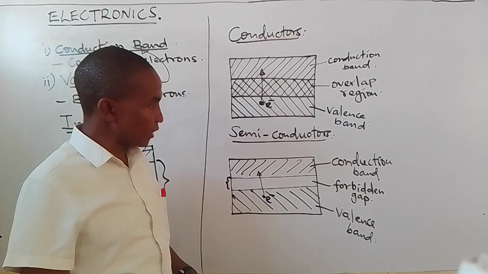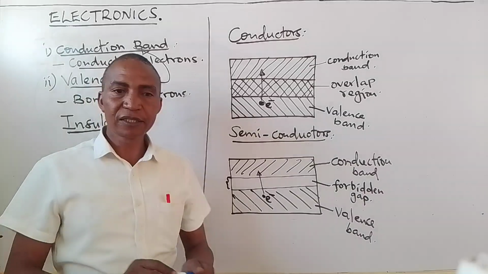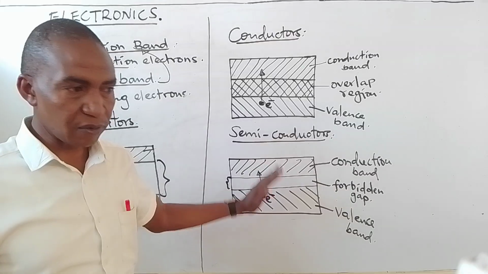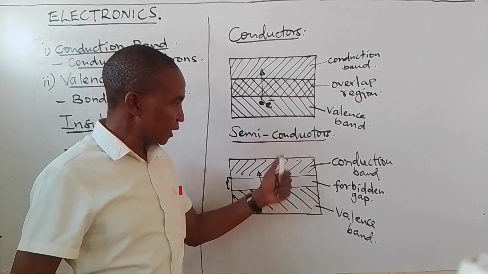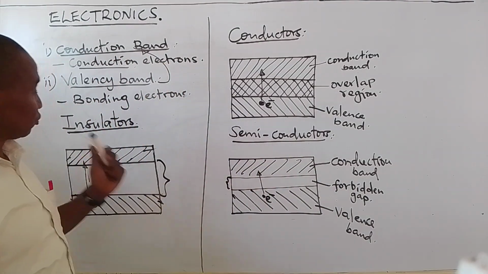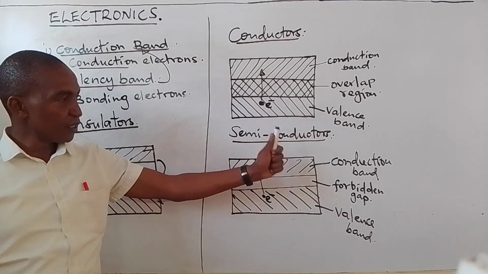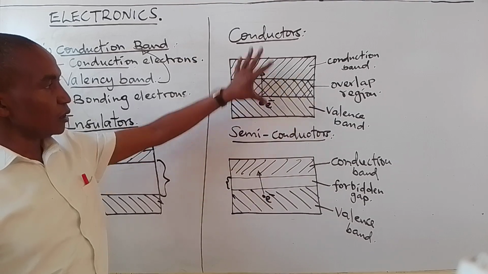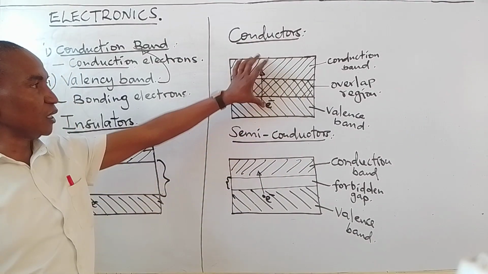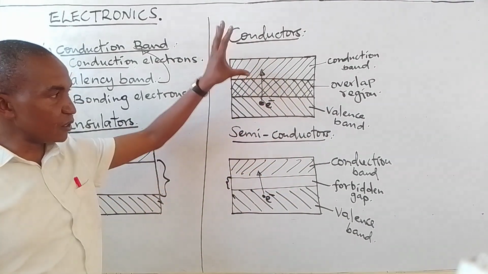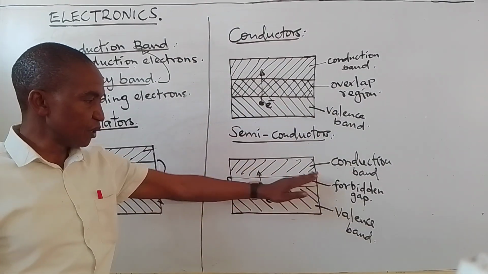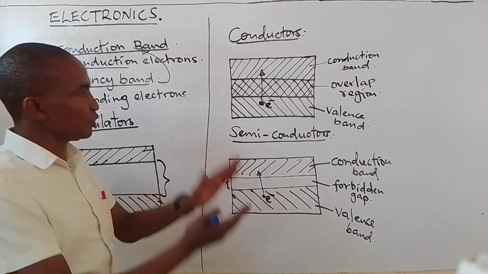And that is what will make a semiconductor conduct better at higher temperatures than at lower temperatures. So those are insulators, conductors, and semiconductors. And the difference between the three of them, you see the energy bands, the conduction and the valence bands, as well as the forbidden gap. That is the gap between them.